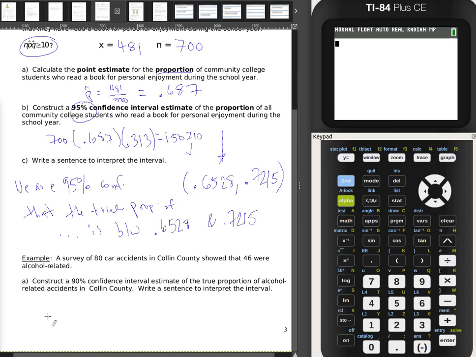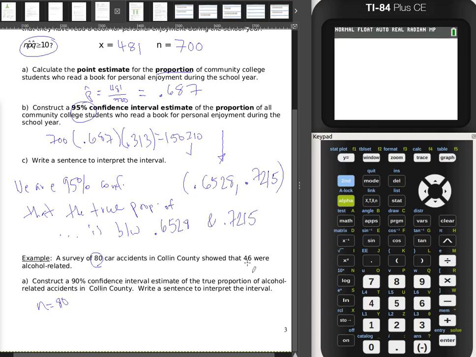Now, we want to construct a 90% confidence interval to estimate the true proportion of alcohol-related accidents in Collin County. And then we're going to do our thing where we write an appropriate sentence. So we should identify here what is the sample size. And of course it's 80. There's a survey of 80 of them, so that's our little n.